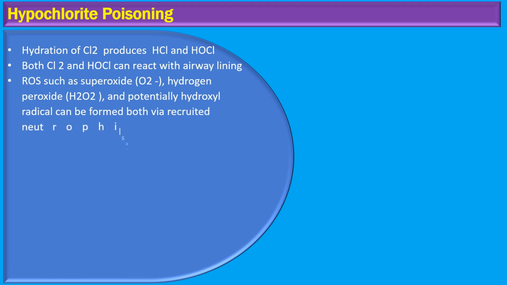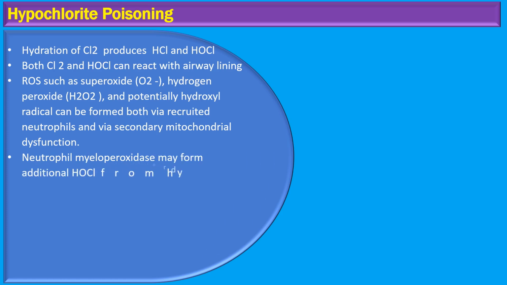These molecules can be quite damaging, and they come from two places: the neutrophils rushing to the scene, and a kind of power failure in the mitochondria, the cell's energy factories. But wait, there's more. Neutrophils have another trick up their sleeve. They can turn hydrogen peroxide into even more of that reactive hypochlorous acid.